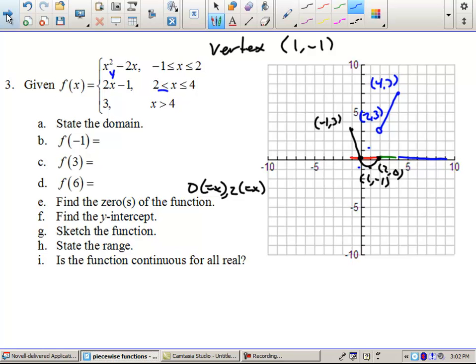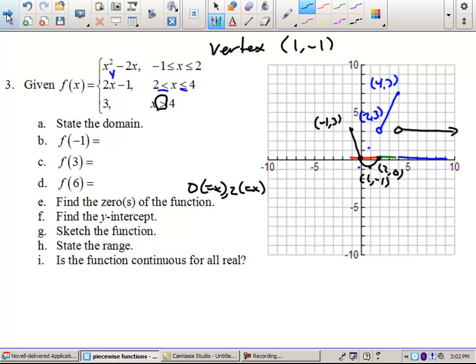Why did I put a closed circle on 4? Because it's x is less than or equal to 4. And from here on out, the graph is going to be equal to 3. So I go back to this 3, put an open circle because it's only for x is greater than 4. And the rest of the graph is going to be that constant function, y is equal to 3.